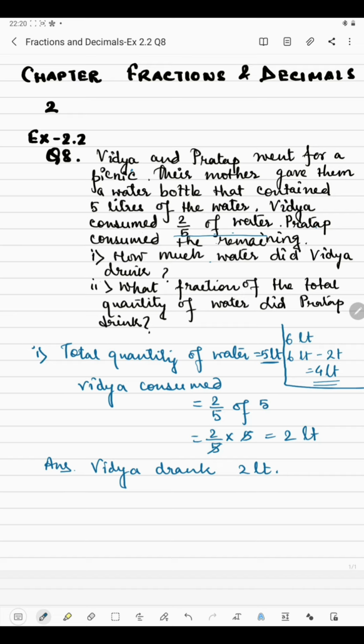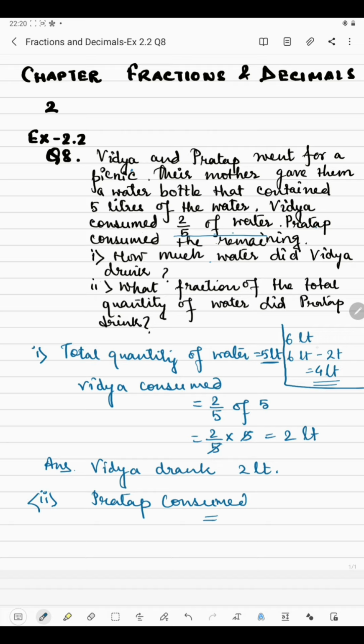Now in the second part we have: what fraction of the total quantity of water did Pratap drink. Here it is not asked how much quantity of water did Pratap drink. Here it is asked what fraction of the total quantity of water did Pratap drink. So at first we will have to find how much water Pratap drank. Okay, so here Pratap consumed.